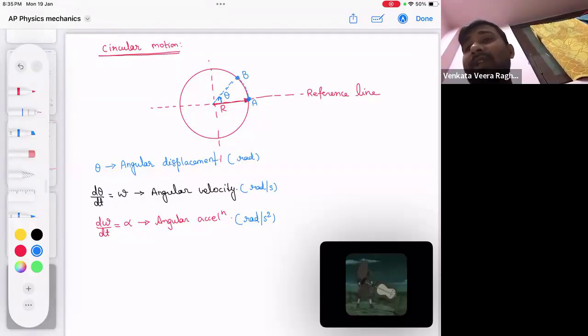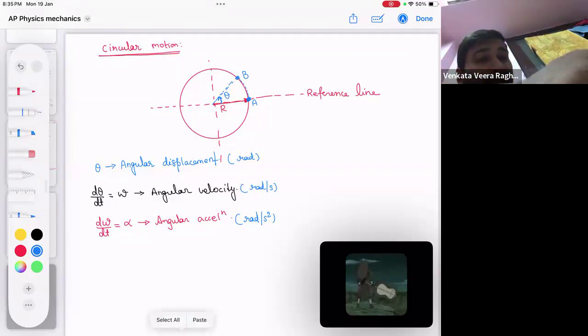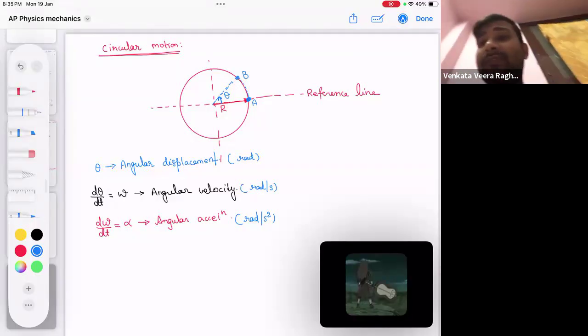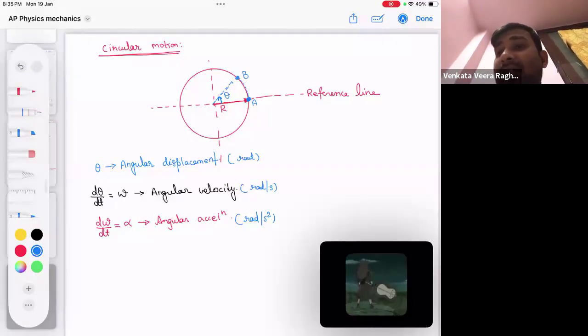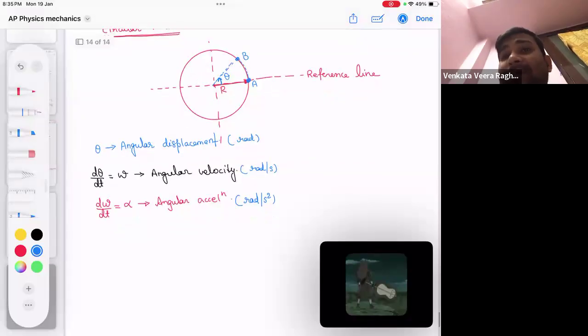360 degree or 2 pi radian. Okay, so please keep in mind whenever the answer is given or asked in the SI unit, then we will use the unit of angular displacement, angular velocity, or angular acceleration as radian, radian per second, radian per second square. Is that clear? Now there is a relation between linear and angular variable.